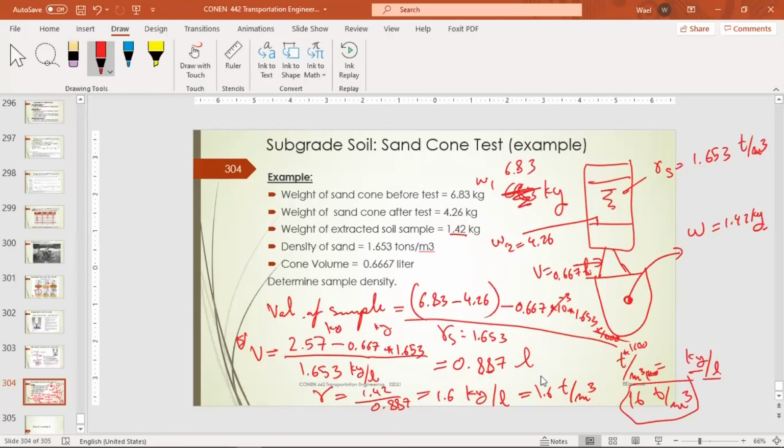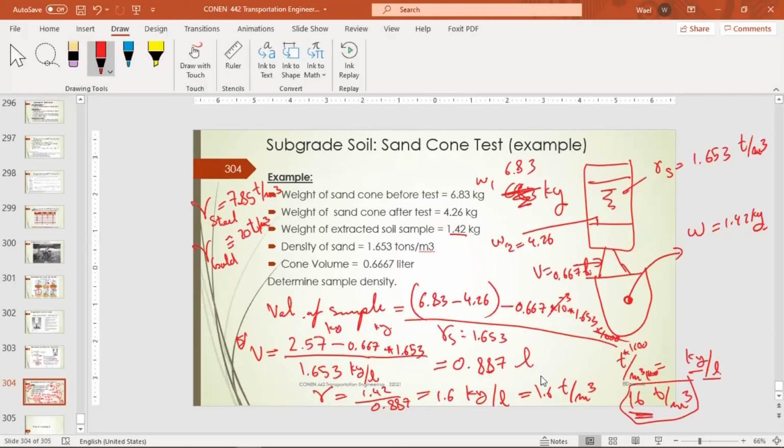Let me ask you a question. What is gamma for steel? Gamma for steel is 7.85 ton per meter cube. Gamma for gold, that's one of the heaviest materials on earth, it has the highest density, almost 20 tons per meter cube. Can we have soil with this density? Heavier than steel? No.